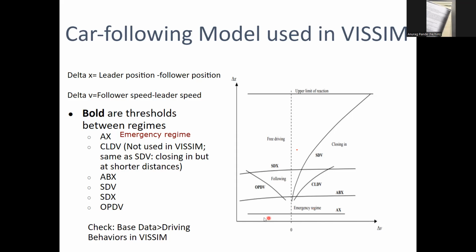And we had to lower this AX threshold, because VSIM wouldn't let drivers get closer to each other. But in the real world, the drivers were backing up behind each other more closely than we were assigning them. So there are thresholds that you can change, if you know what each of those thresholds mean.